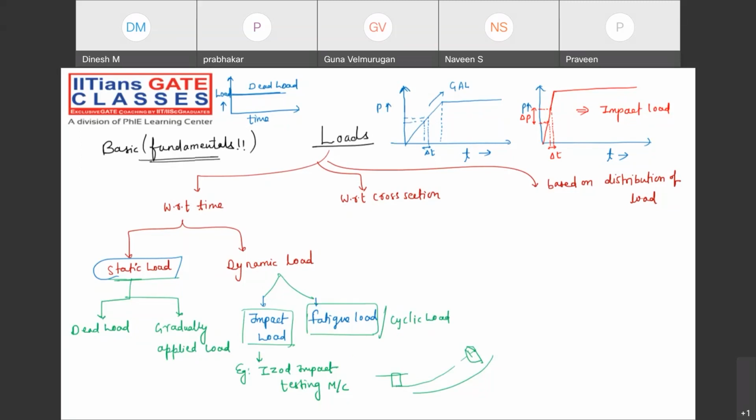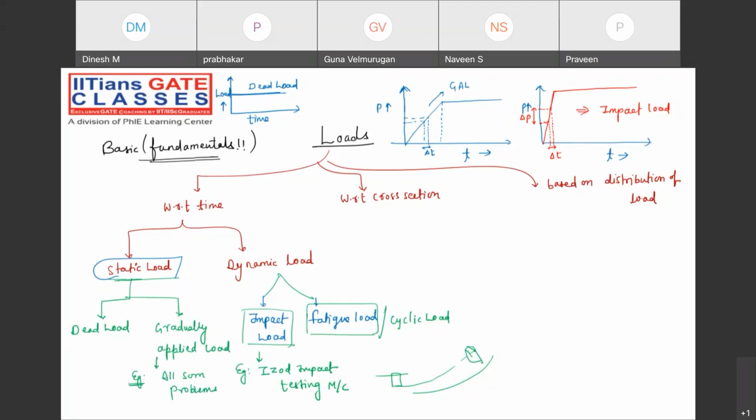Fatigue loads are those loads whose magnitude or direction, or both magnitude and direction, change with respect to time when continuously applied. Right? Now, what is the example of the gradually applied load? All the SOM problems. Sir, what do you mean by this?